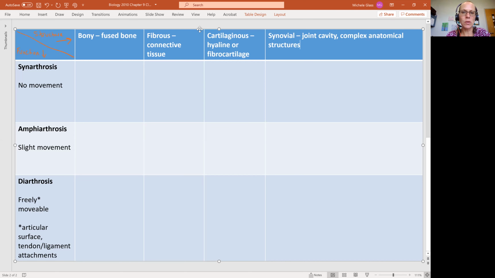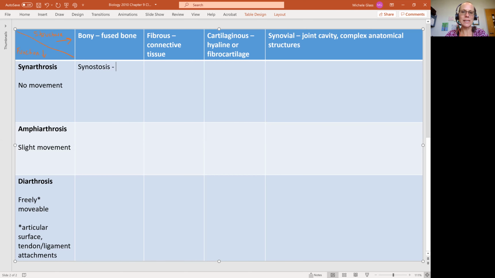The next thing that we want to do is look at all the joints in the body and classify them based on their structure and their function. For me, this is where the table is nice because I can trace them together in the columns and the rows. To begin with, we have a type of joint called a synostosis. Synostosis means a joint with bone connected. So synostosis should go under the heading of bony and the heading of synarthrosis. So this is bone fused to bone.